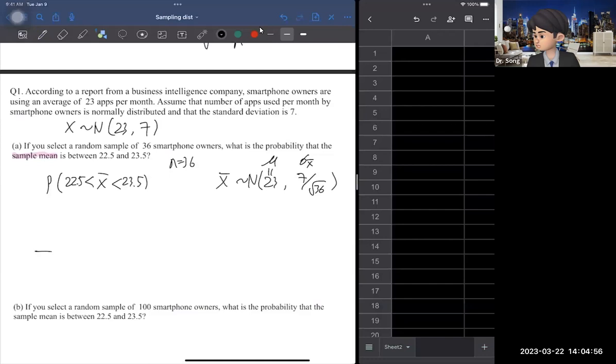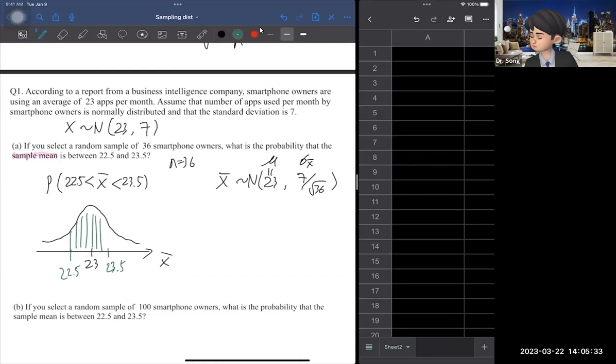Well, you can visualize to avoid mistakes. So this is X bar, and this is a normal distribution. Why does it follow a normal distribution? First, the population distribution is normal. Second, the sample size is large enough, 36. Even though the population does not follow the normal distribution, because we have a larger sample, which is 36, we can say that X bar follows a normal distribution with a mean equal to 23. And then we want to find this probability. This is 22.5, and here is 23.5. We want to find this green shaded area.